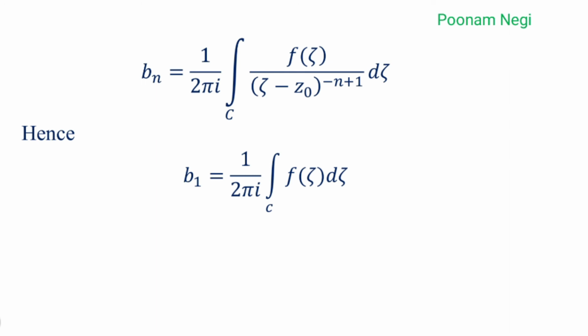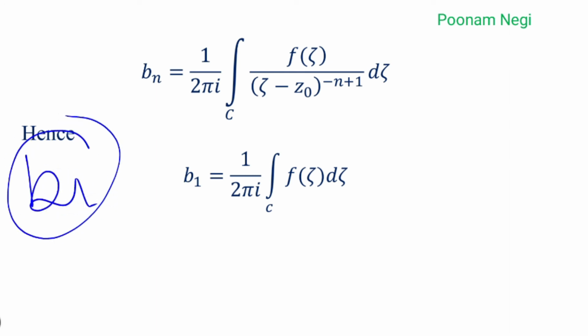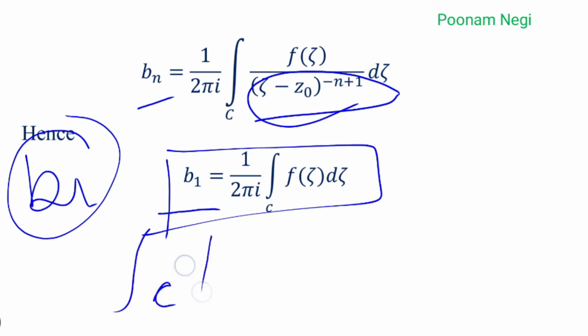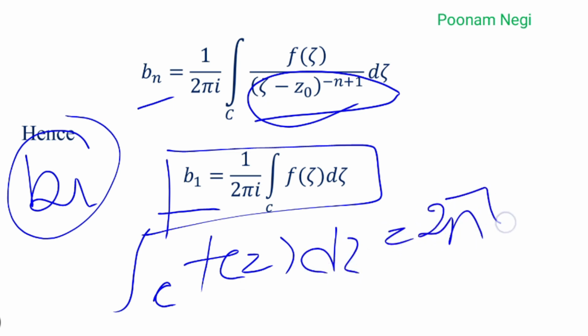Now the residue is our b1. When we replace n by 1, b1 will be 1 upon 2 pi i integral of f(zeta) d zeta, as the term (zeta minus z0) to the power 0 comes out as 1. This gives us the formula that the integral of f(zeta) d zeta equals 2 pi i into b1, that is, the residue.